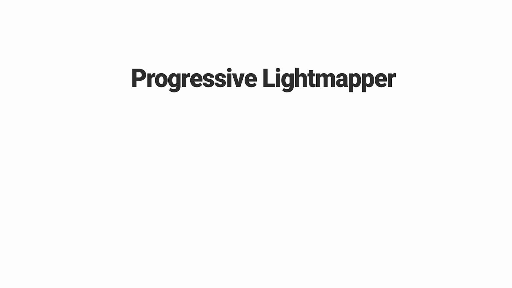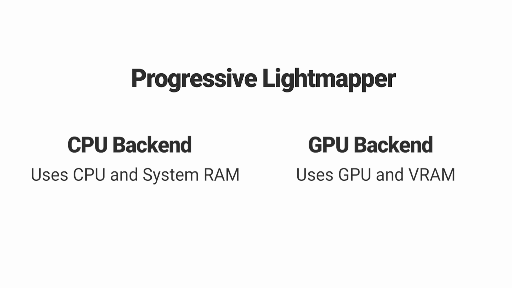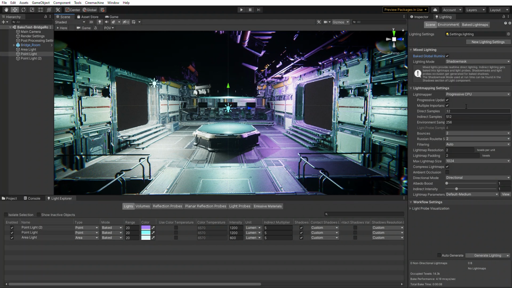The Progressive Light Mapper comes with two backends to choose from. The CPU backend uses your computer's CPU and system RAM, and the GPU backend uses your computer's GPU and VRAM. The GPU backend can dramatically speed up bake times. The output of the light mapper's GPU backend strives for feature parity with the CPU backend. In most cases, both backends can be used interchangeably. Note that the Progressive GPU Light Mapper is a preview feature in active development and is subject to change.